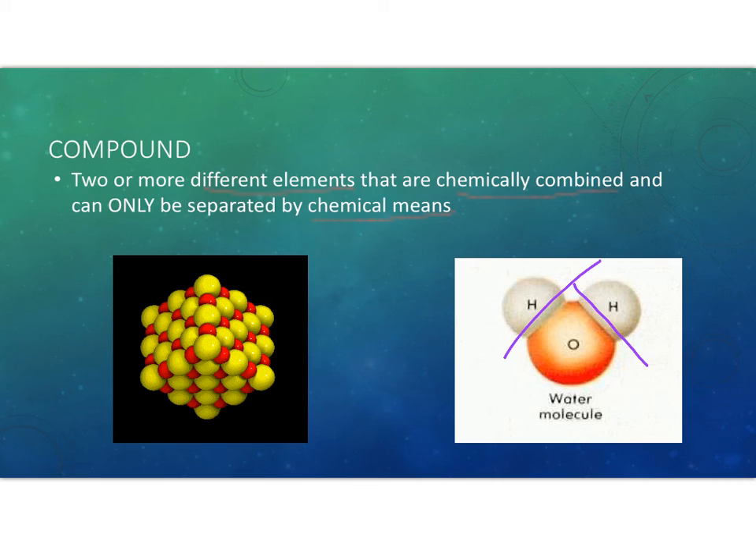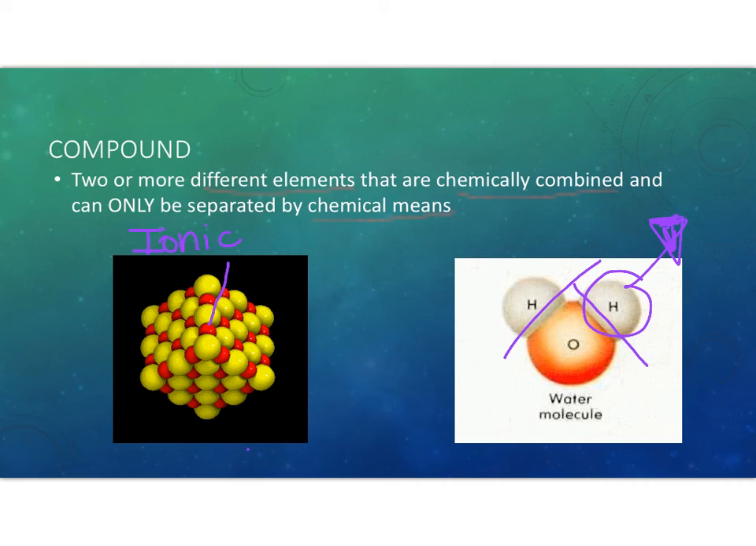I can't just physically come in and with my fingers take this hydrogen and pluck it off. If I did, that means I have special powers. Because I need a chemical reaction in order to separate them, it is a compound. Same over here on the left. This is what we call an ionic compound, and you'll learn more about these a little bit later. But in order to separate these yellow spheres from the red spheres, I need a chemical reaction. I need energy to come in and break these bonds, and then I form new bonds as I rearrange them on the other side of that chemical reaction.